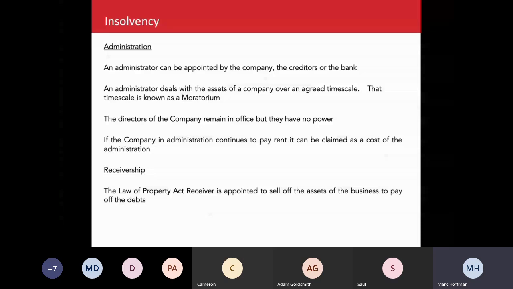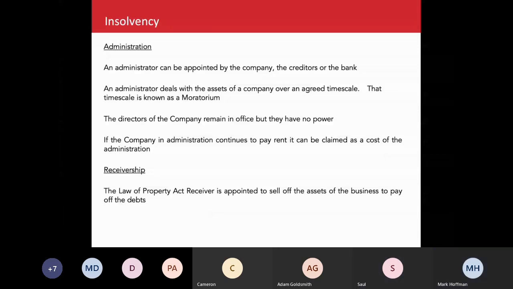So there are, of course, different ways of dealing with insolvency. Administration: an administrator can be appointed by the company, creditors, or the bank. In other words, anybody to whom the company owes money. An administrator deals with the assets of a company over an agreed timescale. That timescale is known as a moratorium. The directors of the company remain in office, but they have no power. If the company in administration continues to pay rent, it can be claimed as a cost of the administration.